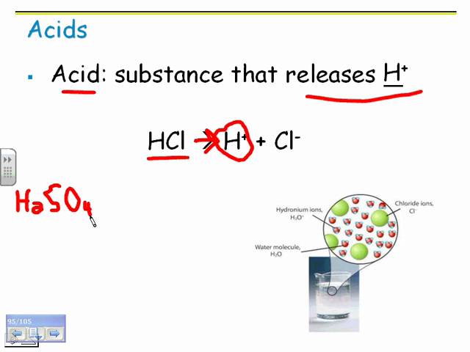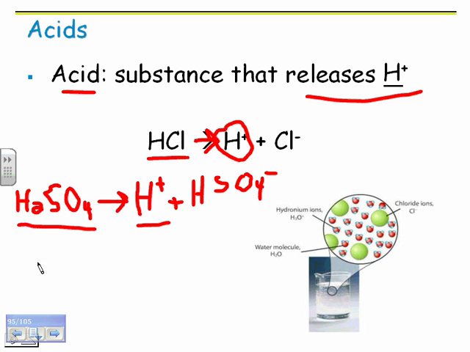Here's another example. H2SO4. I don't want you to memorize that that's sulfuric acid. Here's what I want you to know. If I give you an equation where that releases a hydrogen ion plus HSO4 minus, I would want you to say, oh, look at that, that's a hydrogen ion. Oh, I memorized that acids release hydrogen. Oh, so this thing here must be an acid.